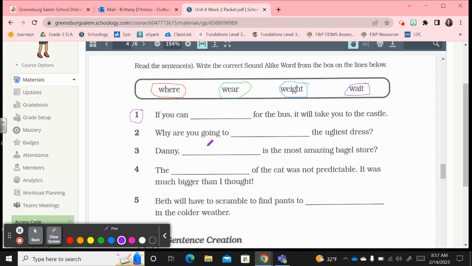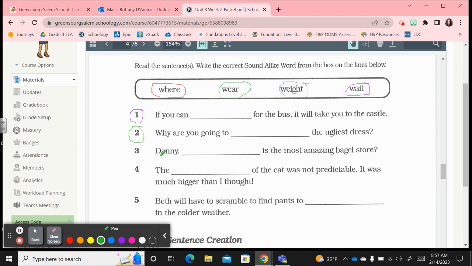Number 2, why are you going to wear the ugliest dress or wait the ugliest dress? I think we know that means wear, right? And when you're talking about a dress that you're wearing, that's WEAR. Okay, so we'll put that one in for number 2. Why are you going to wear the ugliest dress?